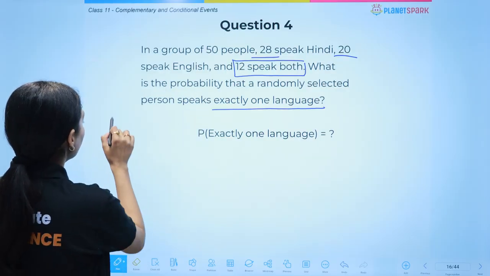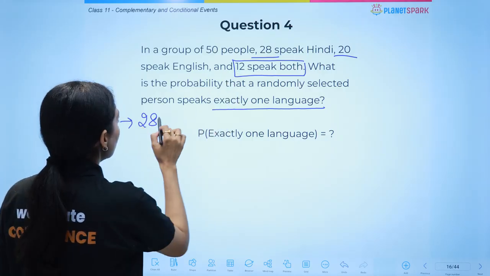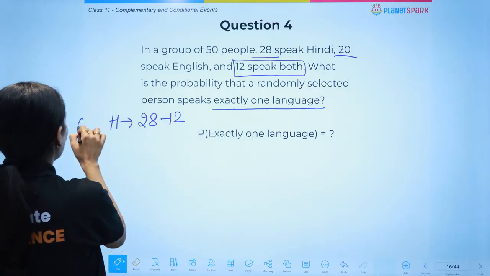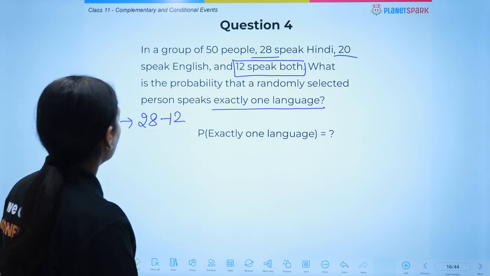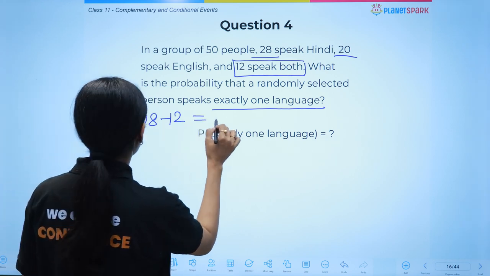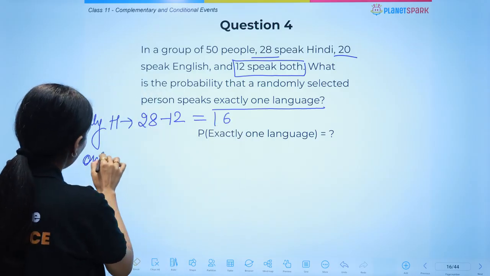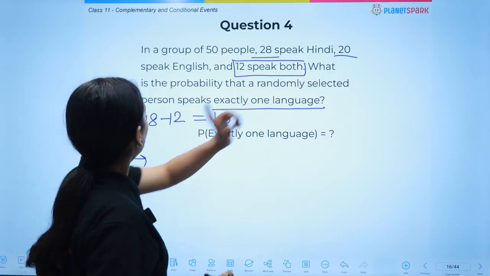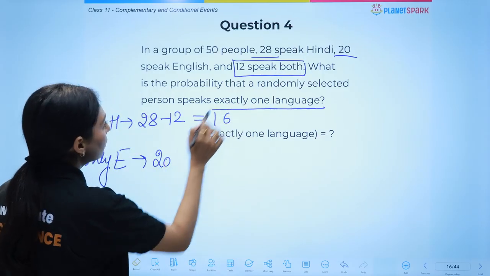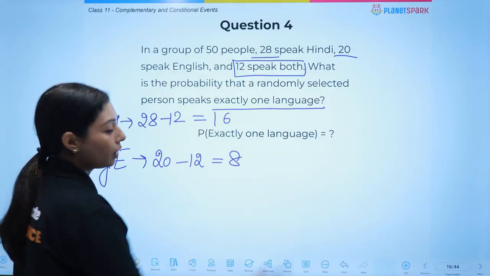Total 50 people. If we talk about Hindi, 28 speak Hindi. 12 speak both. So subtract that and we get only Hindi speaking people, right? So that will be 16. Similarly, we can find those who speak only English. For English, we have 20 people. Those who speak both, 12. Subtract that, so we have got 8 here.